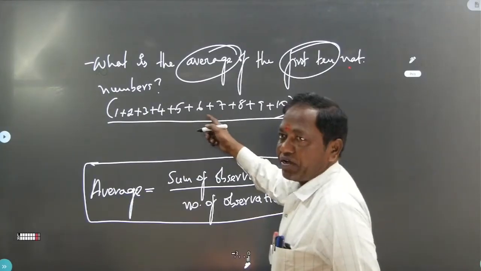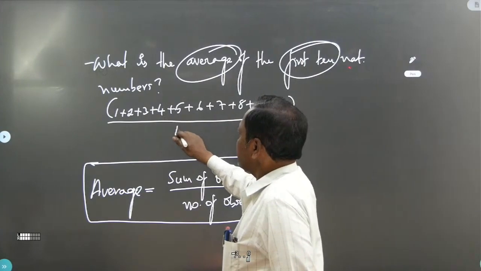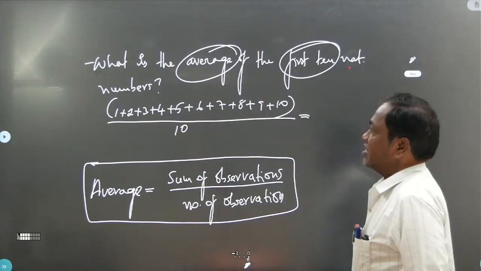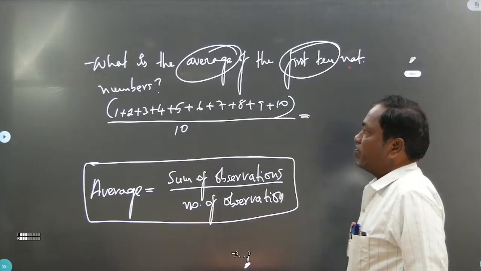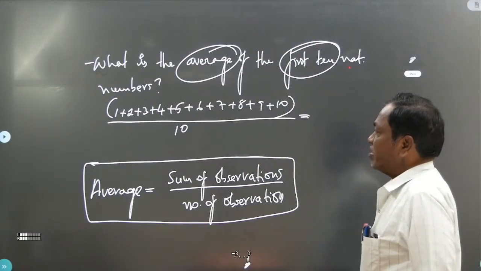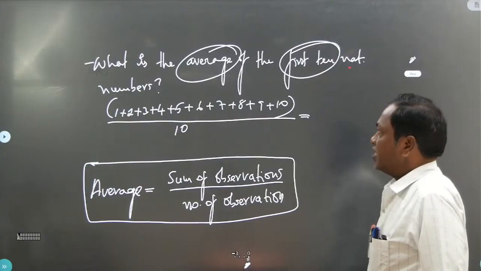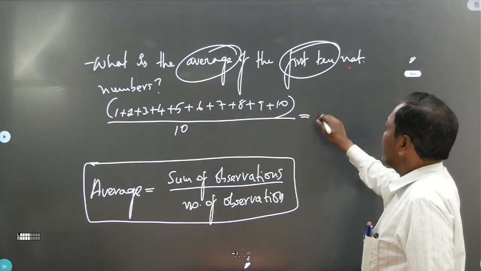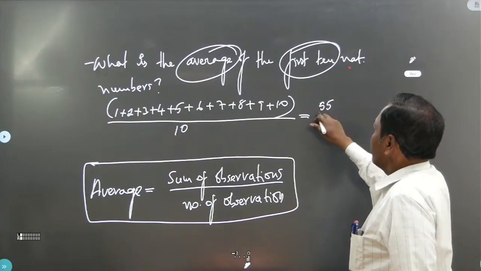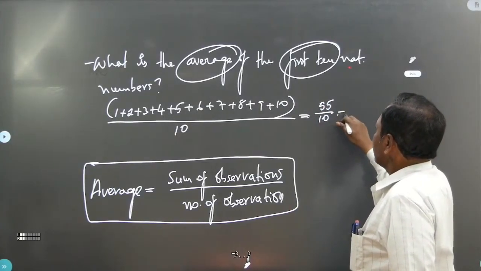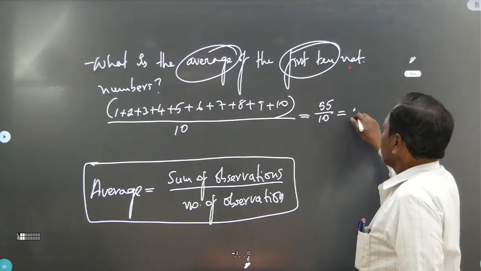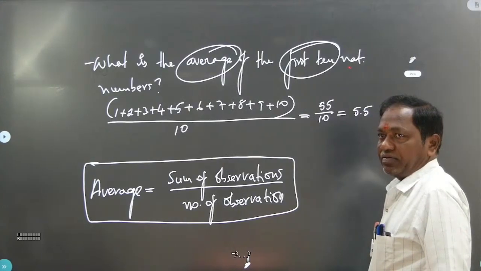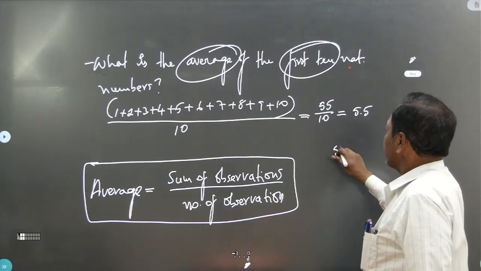Now we have written the sum of the observations. Number of observations is what? 10. Now what will happen? 1 plus 2 is 3, plus 3 is 6, plus 4 is 10, plus 5 is 15, plus 6 is 21, plus 7 is 28, plus 8 is 36, plus 9 is 45, plus 10 is 55. 55 by 10. There is one zero, so you can convert it into one decimal.